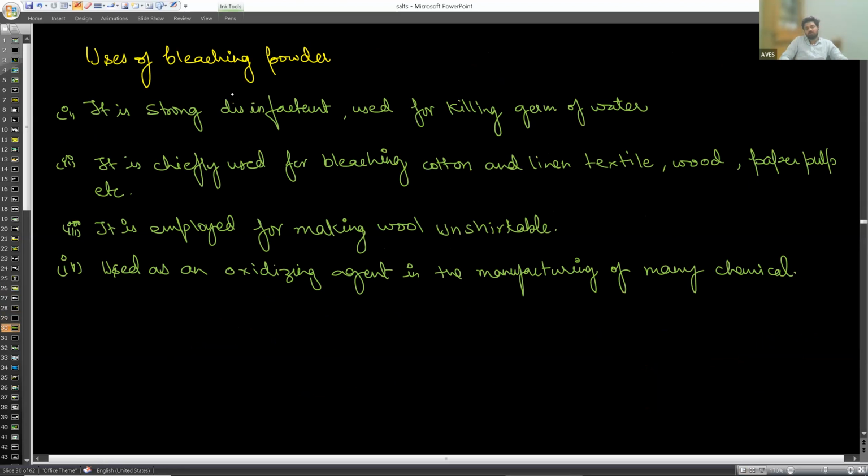It is a very strong disinfectant. This is a very important property of bleaching powder, that bleaching powder is used as a disinfectant. It means it is used mainly for killing germs.